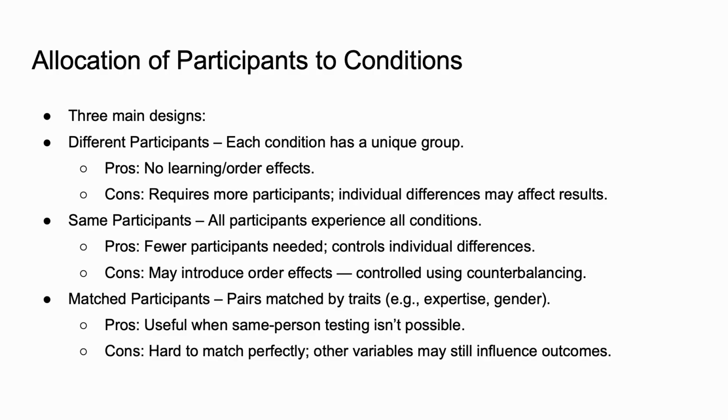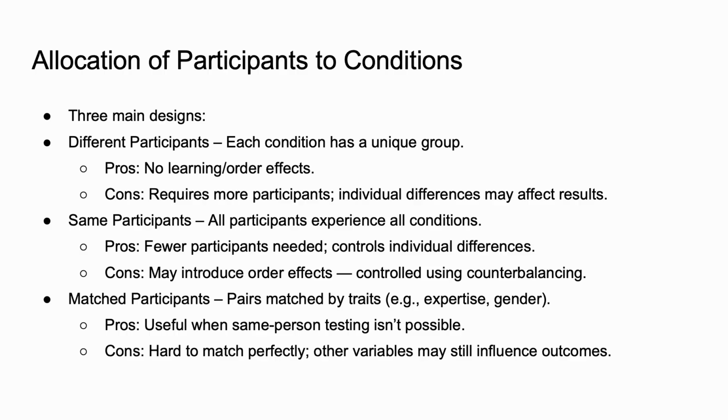Next, in user testing, selecting how to assign participants across conditions is crucial to ensure reliable results. The different participant design uses separate groups for each condition, avoiding learning effects but requiring more people and risking variability in skill or experience. The same participant design allows everyone to test all conditions, reducing participant needs and individual variability.